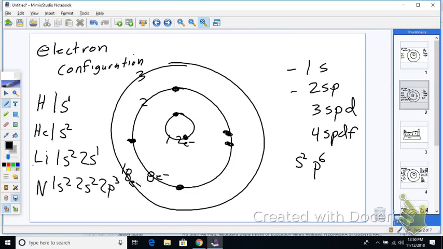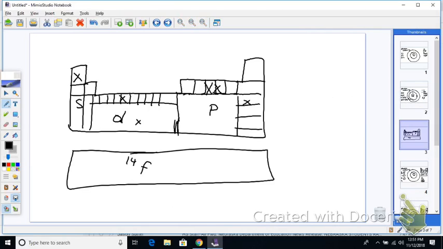Okay? So let's just look at the back of our periodic table real quick. We're about done with this. I'm going to let you guys work on some things on your lab. Okay, here we go.